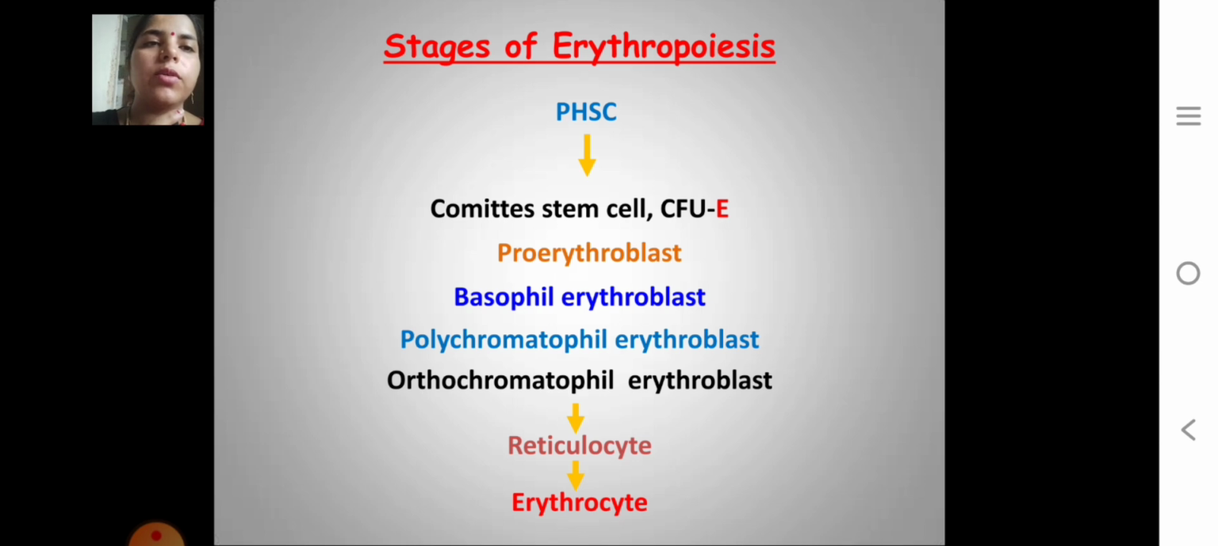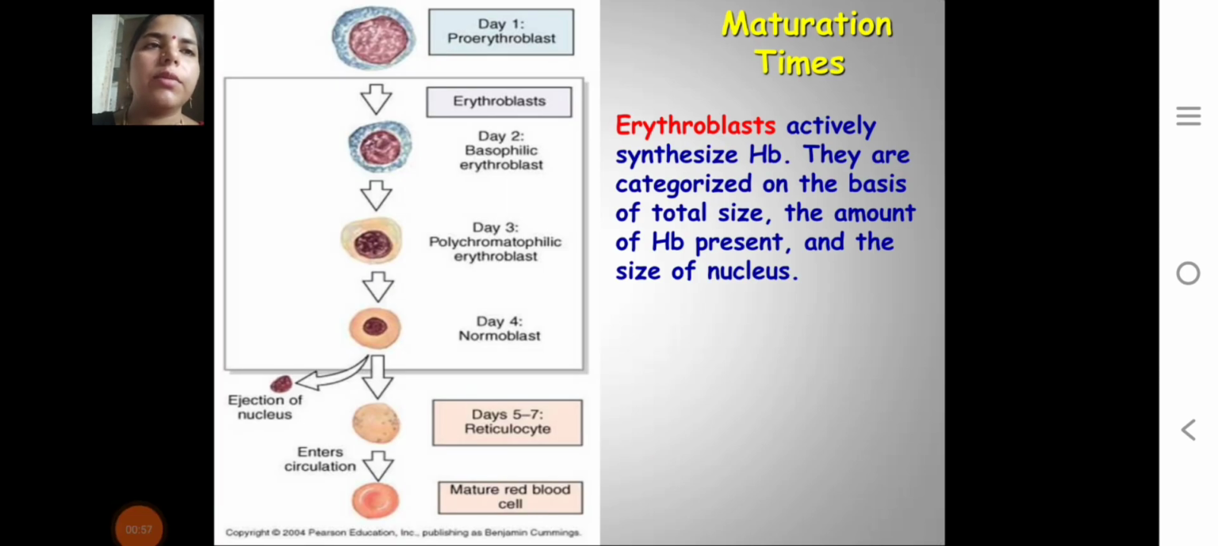Stages of erythropoiesis: the PHSC commits to the stem cell CFU-E, then proerythroblast, basophil erythroblast, polychromatophil erythroblast, orthochromatophil erythroblast, and then it is converted into reticulocytes and erythrocytes. There are maturation times of the erythroblast.